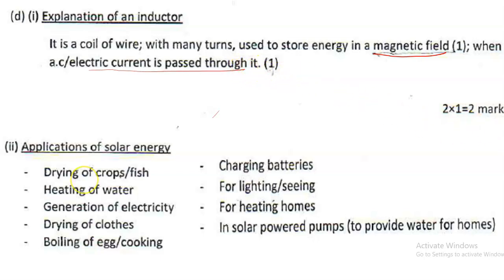Where do we apply solar energy? Drying of crops or fish, heating of water, generation of electricity, drying of clothes, boiling of eggs or cooking, charging batteries for lighting or seeing, heating homes. In solar powered pumps to provide water for homes. For example, if you are living in a place where there's no electricity, you can use solar to power the pump so that they are able to draw water from the well. So any of these will earn you the points. So that is the suggested solution for question 1, Integrated Science 2.